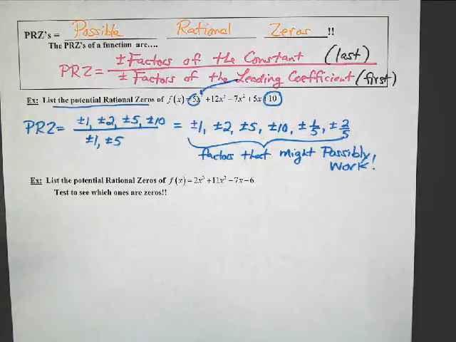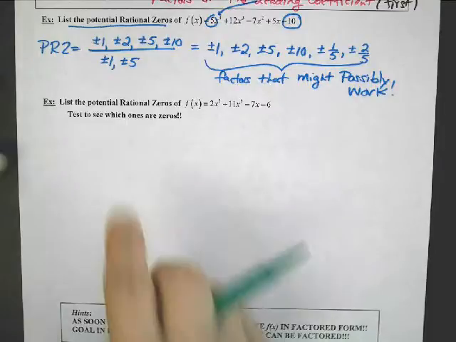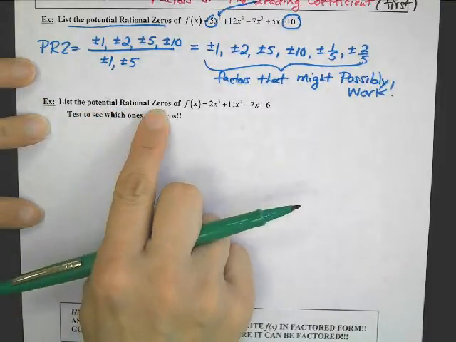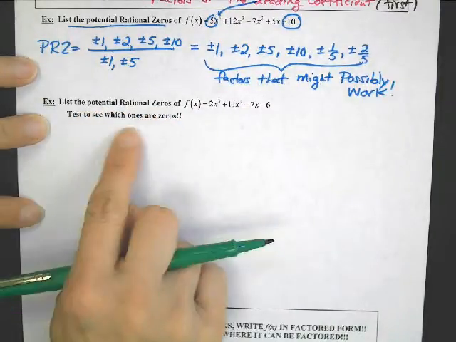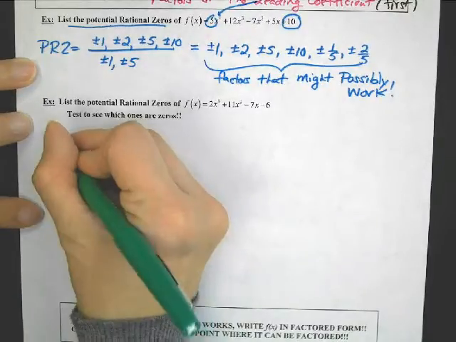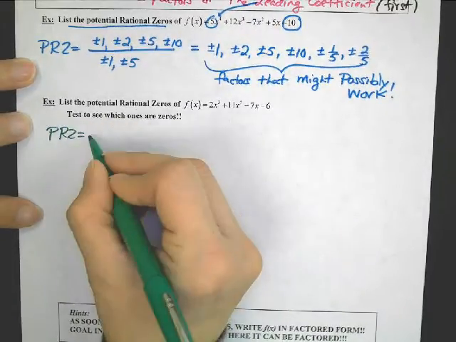Okay, but if you're going to start picking numbers to try, you might want to pick from the list of numbers to try. All right, let's do this last one here. Let's list the PRZs. Let's list them, and then we'll start testing them. Okay, so first of all, PRZs.